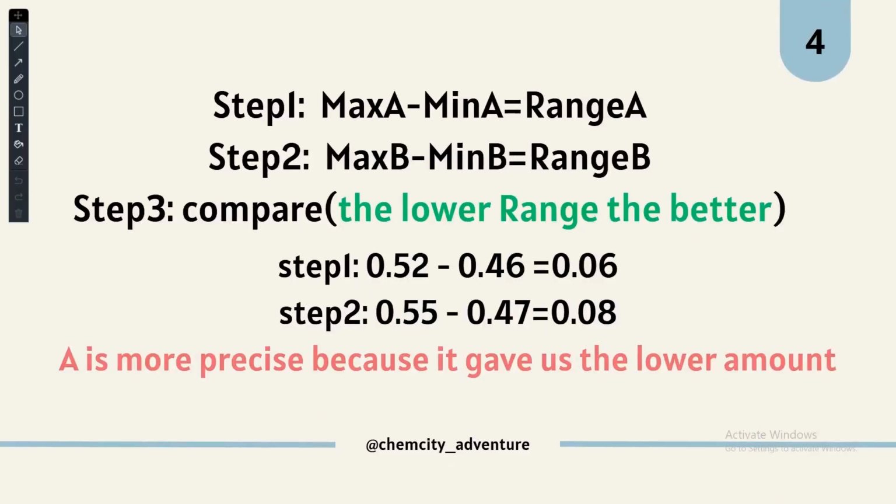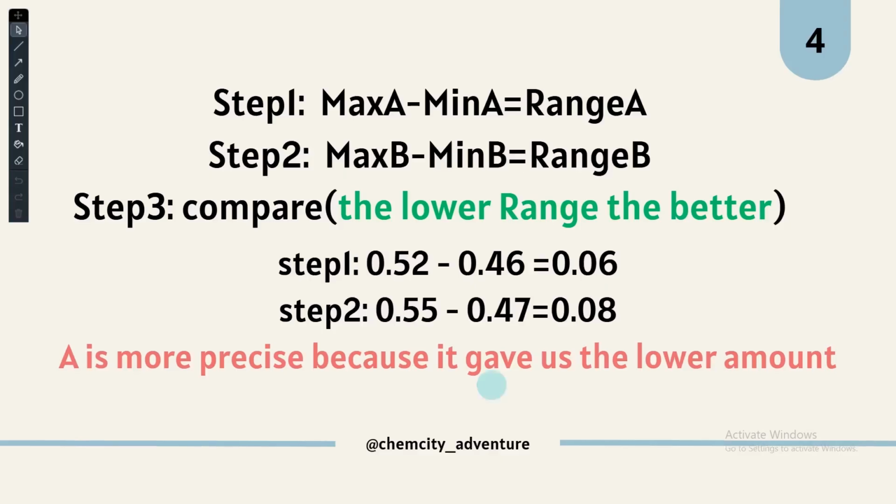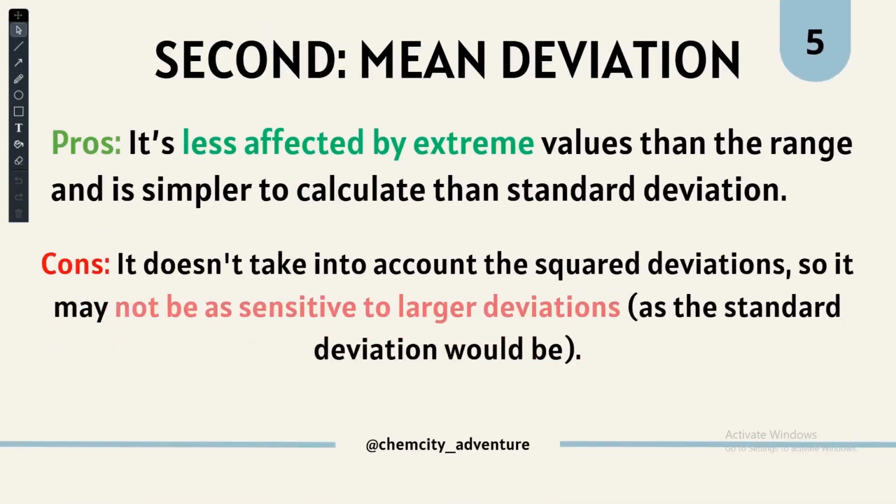For doing that, we need step 1, which is calculating the range for A, step 2, calculating the range for B, and step 3, comparing these two. The lower, the better. So the lower range actually means more precision. Here, as you see, we have solved it, and A is more precise because it gave us the lower amount.